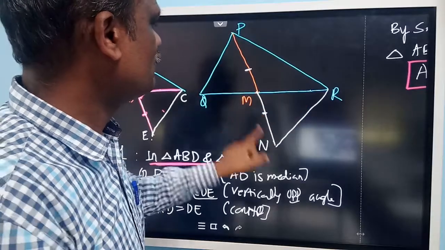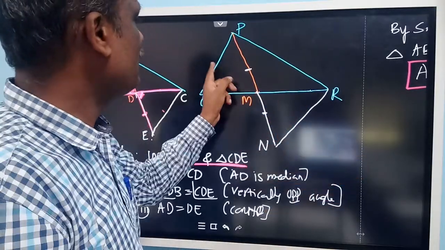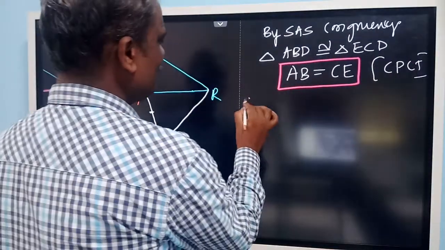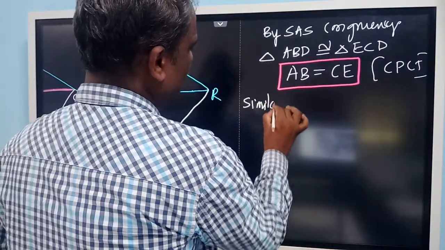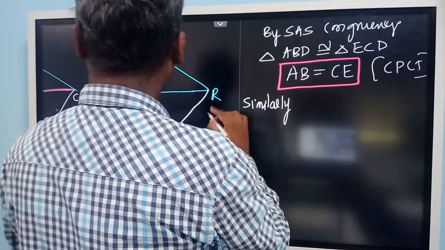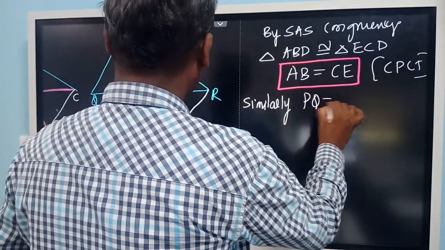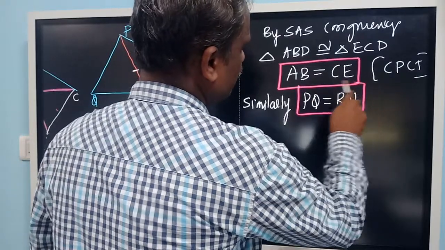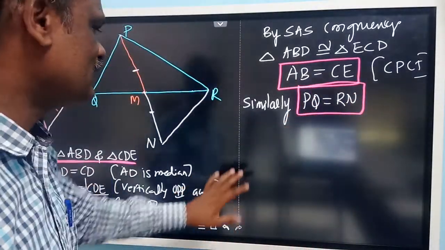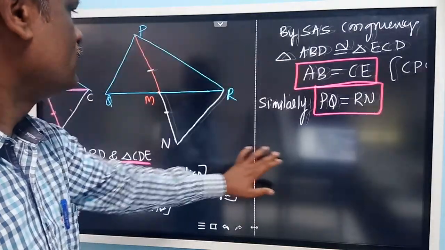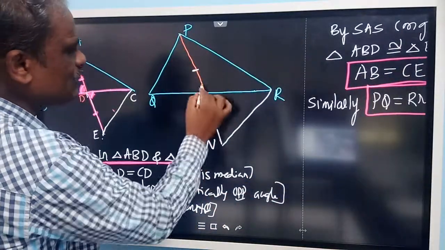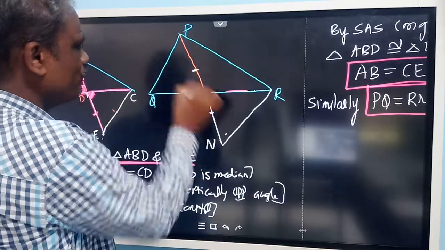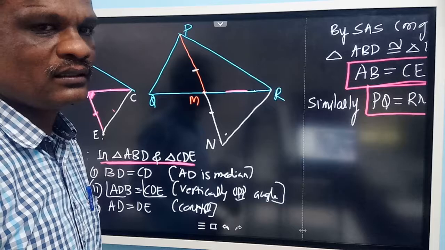PQM is congruent to this one also, and we can write PQ is equal to RN. Similarly, we can prove PQ is equal to RN. So instead of proving this one directly, you can write it because we already proved it there. You can also prove this triangle is congruent to this triangle because of the same construction in both triangles. So you can write PQ is equal to RN directly here.